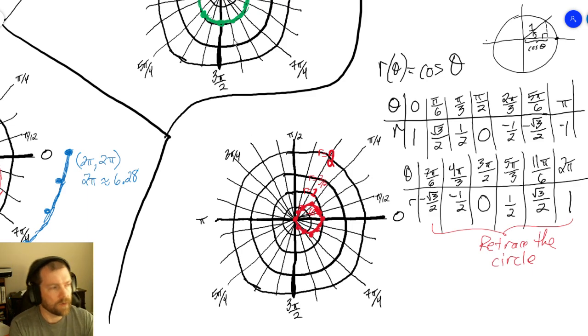Unlike our r equals 2 in the above case, which had a radius of 2, in this case our radius ends up getting shrunk down. It's like the whole diameter is 1, essentially.